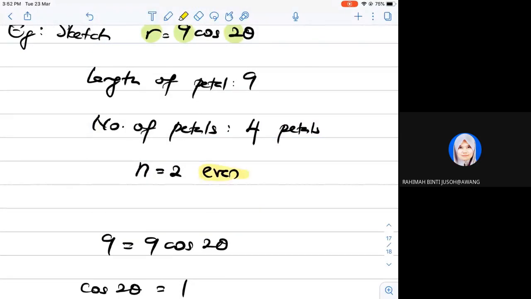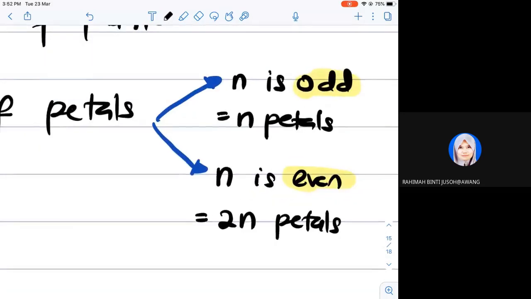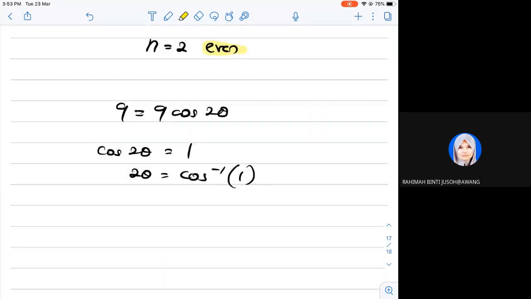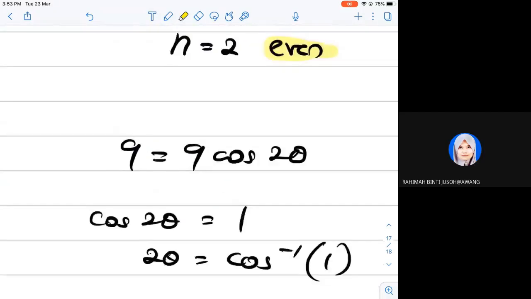N is even. So when n is even, the number of petals is twice, 2 kali ganda. You have to multiply by 2. Yes. Okay, can I proceed? Yes, madam. Okay, and then kenapa kita jadikan 9?